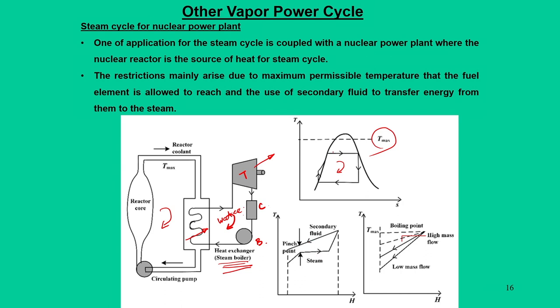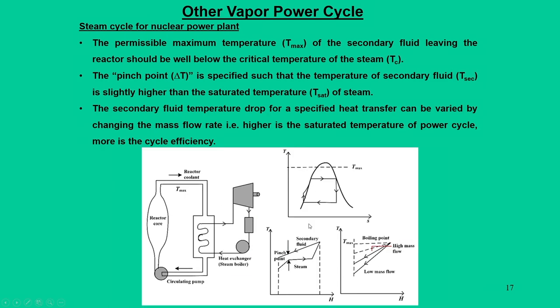But at one particular time we will have to see what the curve looks like. So, there is an upper limit at which the secondary fluid can work, and the temperature difference at one critical point in the saturated liquid dome is known as the pinch point. So, we define a point called the pinch point, which is specified such that the temperature of the secondary fluid is slightly higher than the saturation temperature of the steam. This is one aspect. The other aspect is the permissible maximum temperature, which is restricted by the secondary fluid leaving temperature, and which is below the critical temperature of the steam.